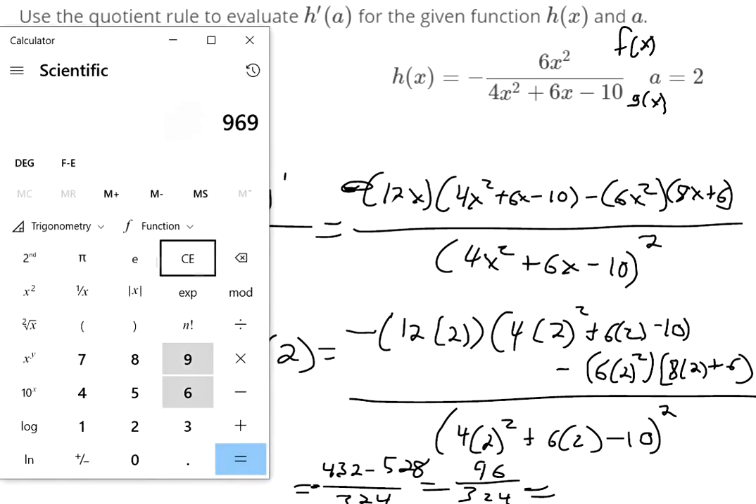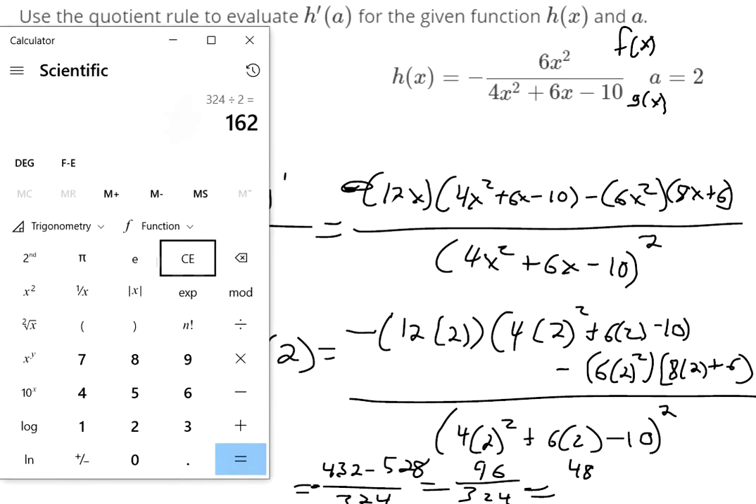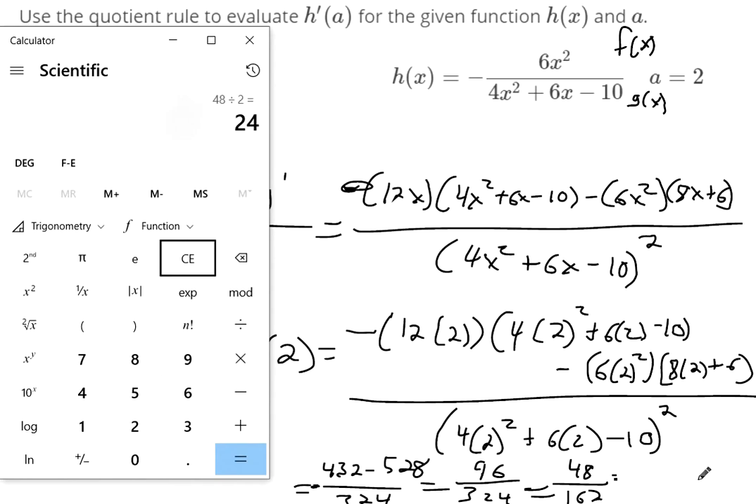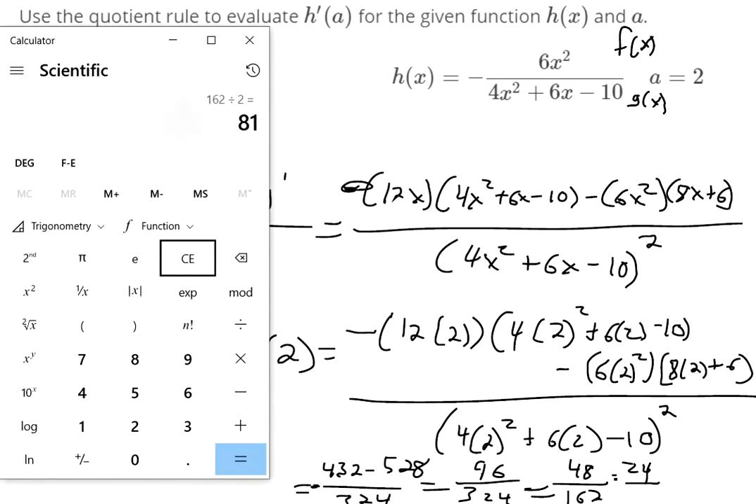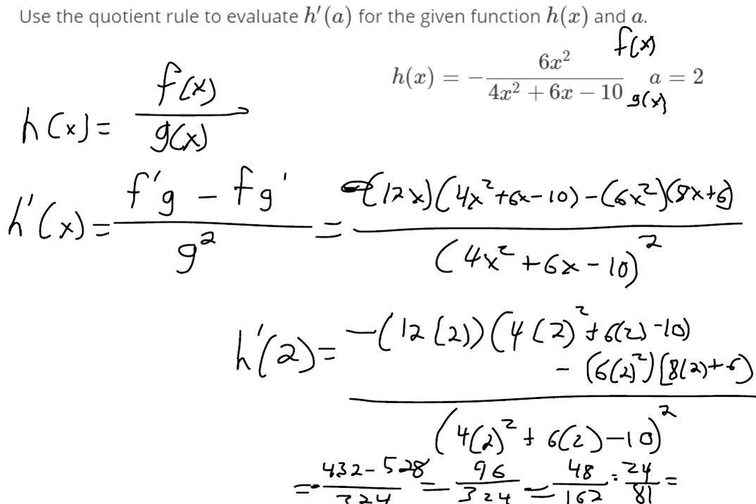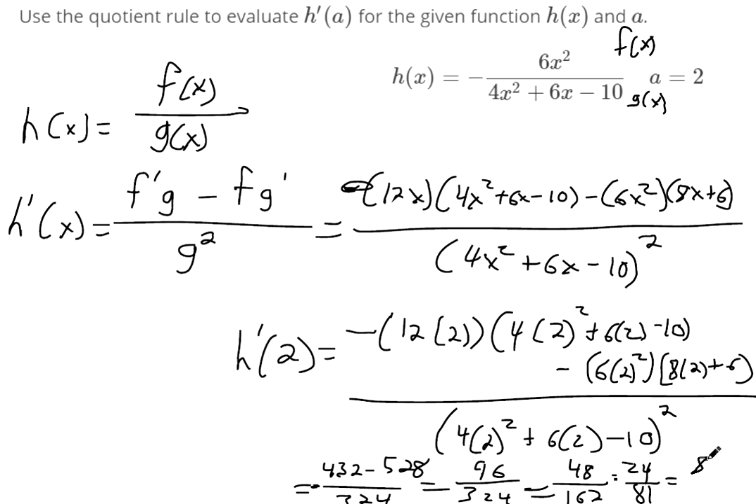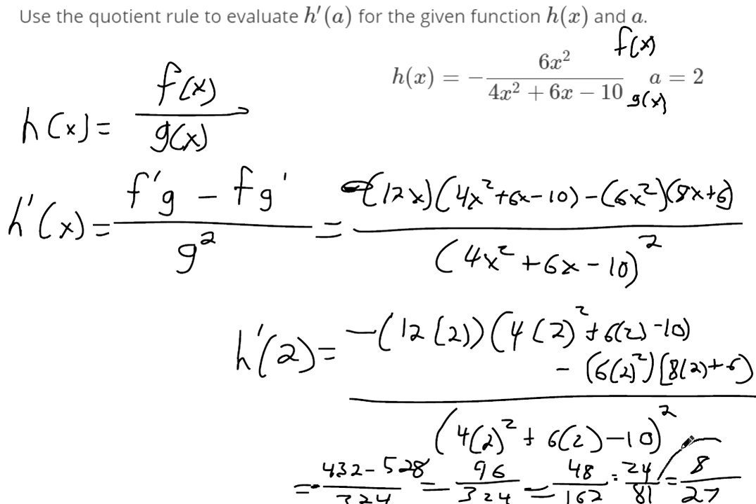Who knows what that simplifies to off the top of their head, huh? Let's just keep dividing by 2 until they're not even anymore. They're both divisible by 3. Yeah, so 24 divided by 3. Man, they don't make the numbers small. Maybe it would have been better to simplify algebraically. I got 8 out of 27.